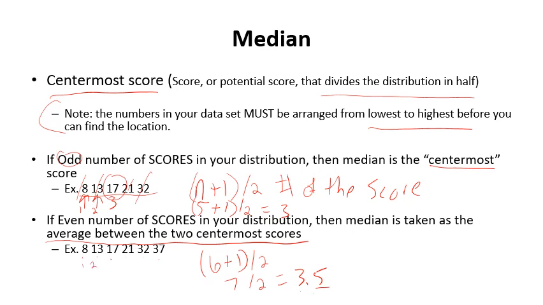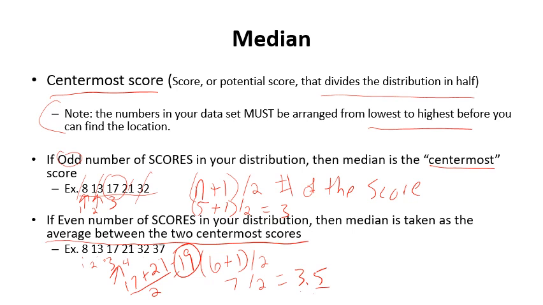So we've got 1, 2, 3, 4. It's going to be halfway between these two. And to get halfway between the two, you just take the average of them. So in this case, we have 17 plus 21 divided by 2, and we get 19. So our median here is 19.